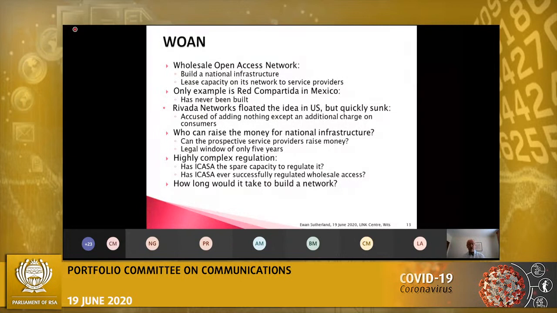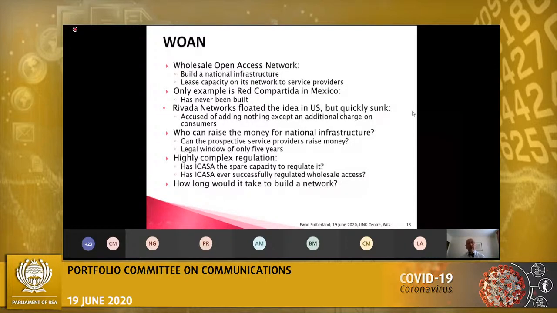So a question to CASA would be, does it have the spare capacity to regulate it? And which other wholesale markets has it regulated? And just a very basic piece of engineering, how long would it take to build this sort of network? And this is not helped in the least by COVID-19 making the economy a good deal more difficult to predict, a good deal more difficult to suggest launching fancy new services in. But these things happen.